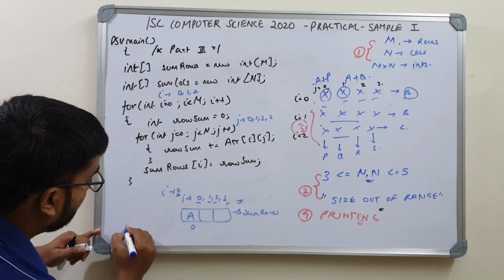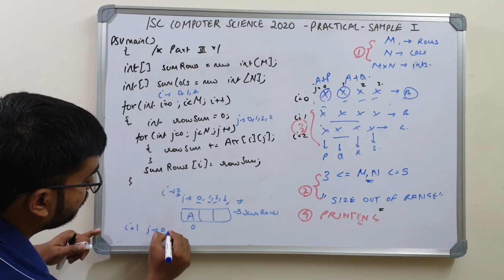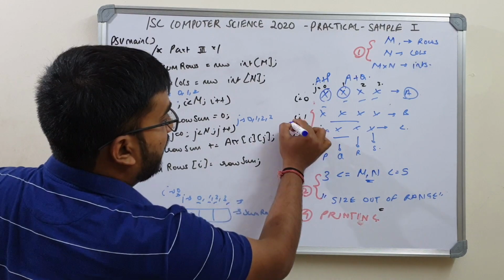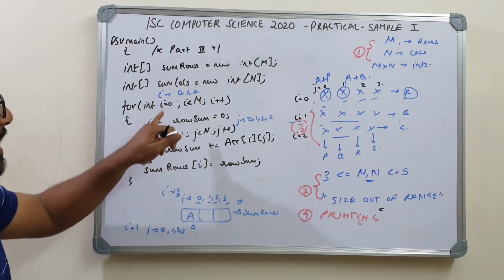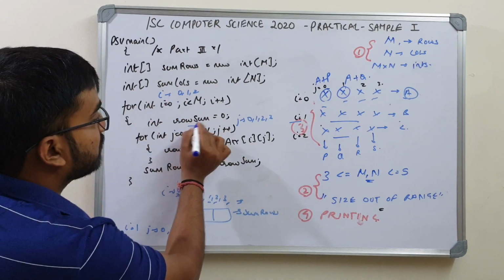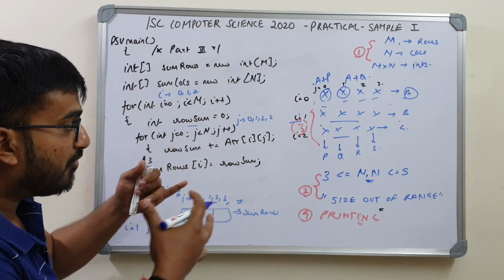When i becomes 1, j takes value 0, 1, 2, 3. For i=1, j takes value 0, 1, 2, 3. And every time i takes a new value, we set row sum to 0. So it starts at 0, so we have a fresh sum.